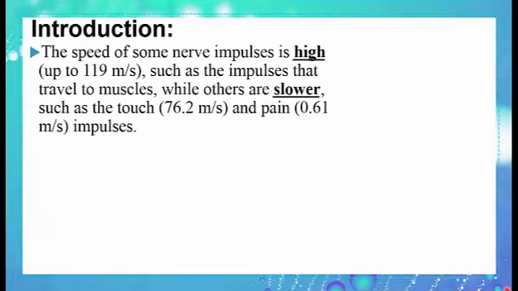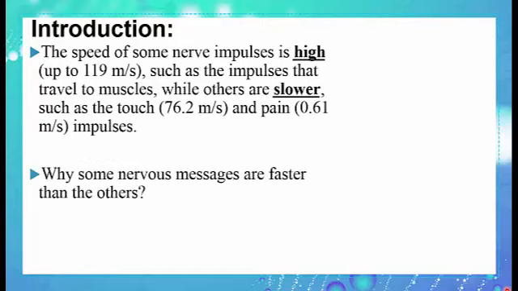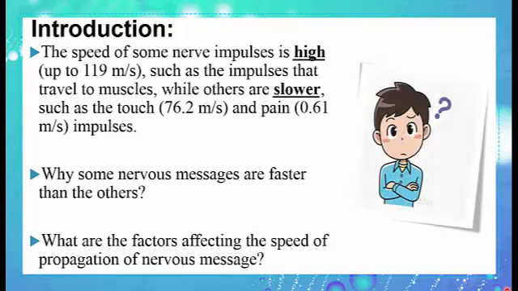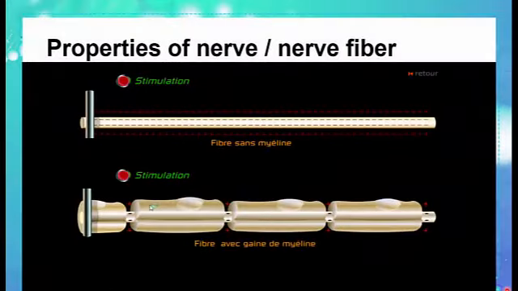The speed of some nerve impulses is high, such as the impulse that travels to the muscles, while others are slower, such as touch or pain. Why are some nervous messages faster than others, and what are the factors that affect the speed of propagation of nervous message? So we have to study the factors that affect the speed of propagation of nervous message.